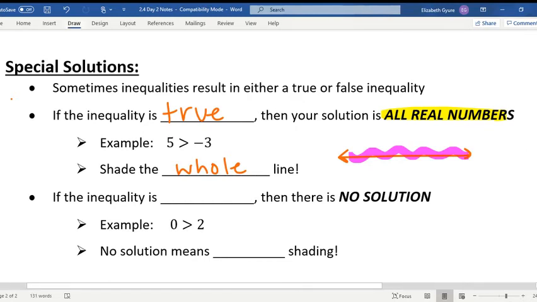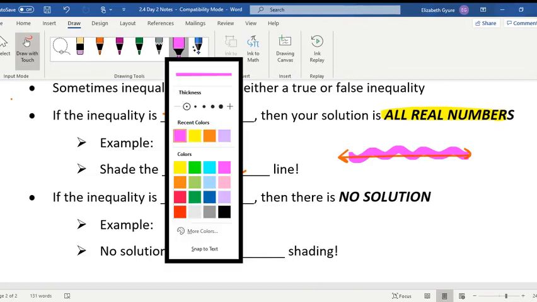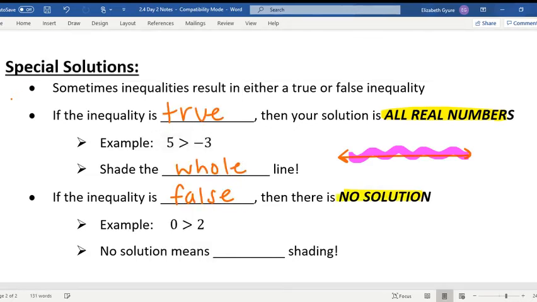If the inequality is false, then there is no solution. So if you get something like 0 is greater than 2, is 0 greater than 2? No. So that is false. No solution means no shading. You would just leave your number line blank like that. You don't shade anything at all because nothing works. So if everything works, shade the whole line. If nothing works, don't shade it.